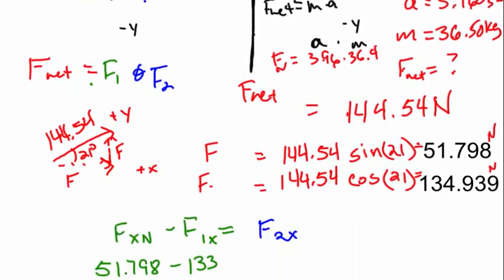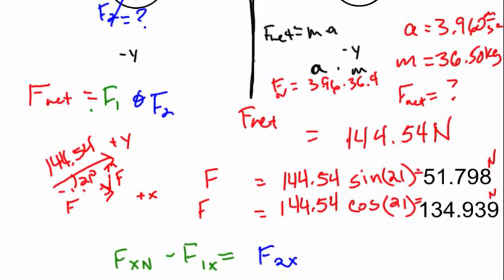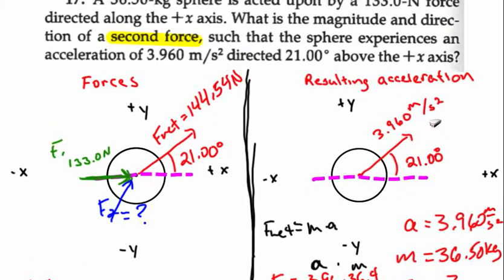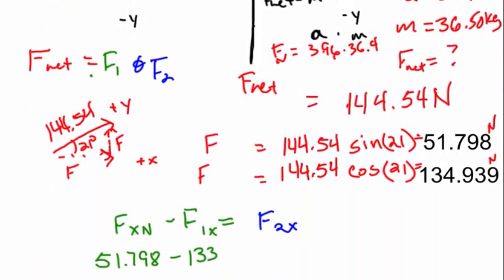Okay, so let's go down, and we have to break our F net up into the F net x component and the F net y component. And I might have those backwards. I'm going to go back and erase those. Alright, so we have 144.54 newtons going this way, up, at 21 degrees. I know it's 21 degrees because whatever direction my acceleration's in, that's the same direction that the net force is going. So we come back down here.